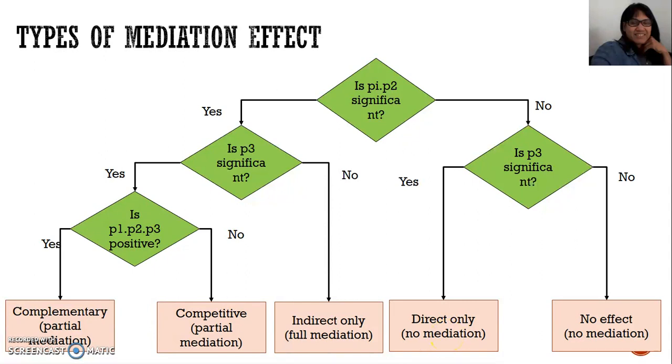Hair also characterized 2 types of non-mediation: direct-only non-mediation and no-effect non-mediation. Direct-only non-mediation means the direct effect is significant but the indirect effect is not. No-effect non-mediation means neither the direct nor the indirect effect is significant.